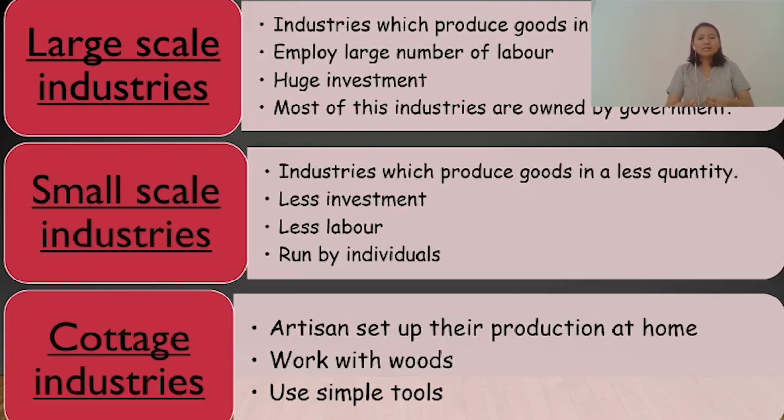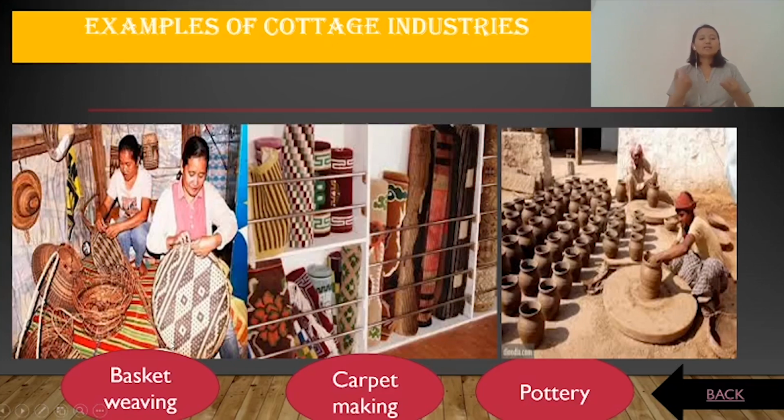In this, they don't hire any laborer or worker. Their family members work in these activities. Examples of cottage industries are basket weaving, carpet making, and pottery. All these activities come under cottage industry because production takes place at home itself.